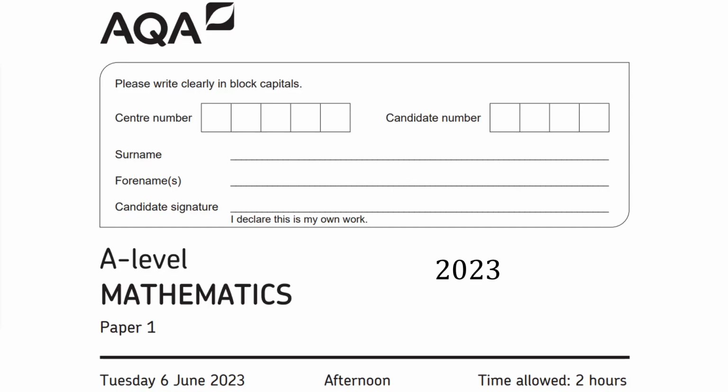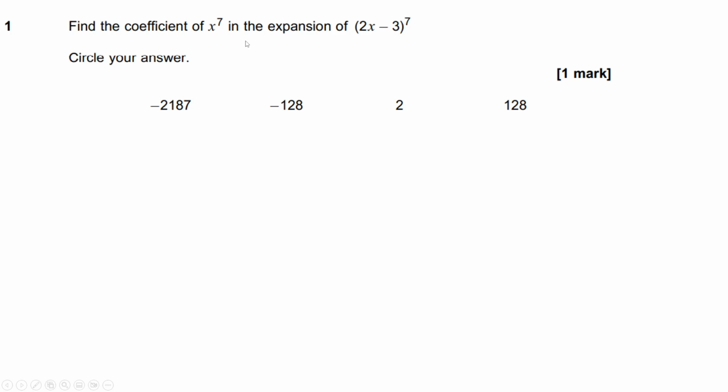This is A-level maths. It's paper 1, so it's all pure, and it's the 2023 paper. Find the coefficient of x to the 7 in this.